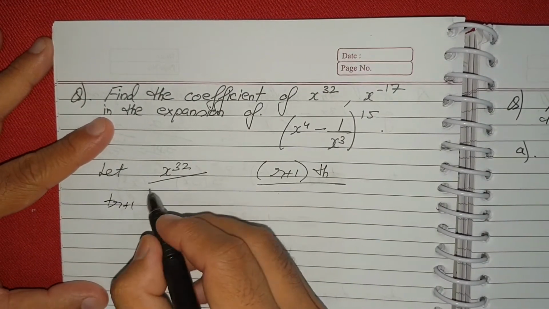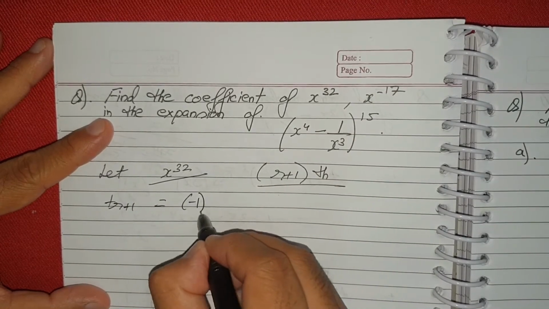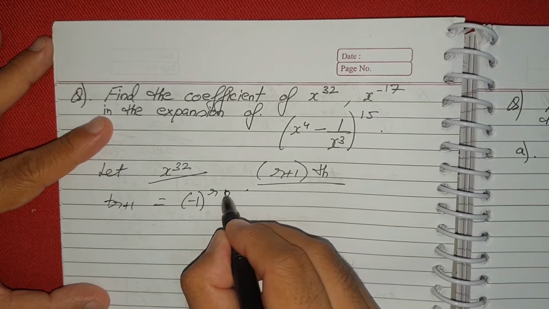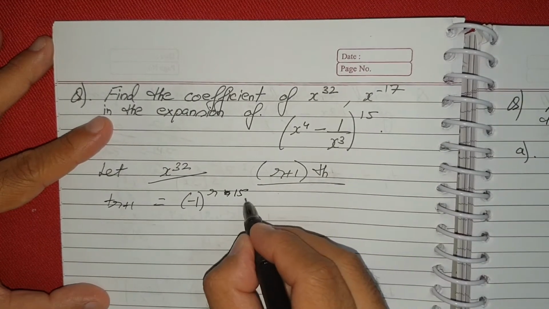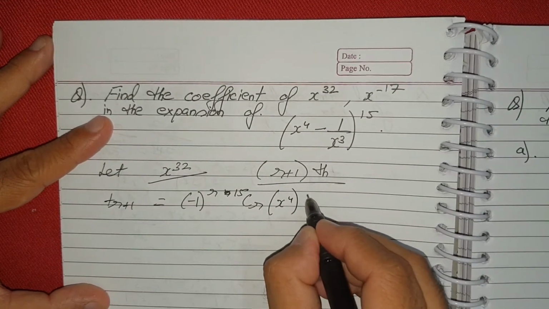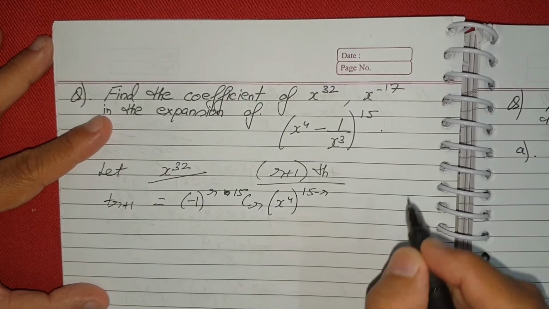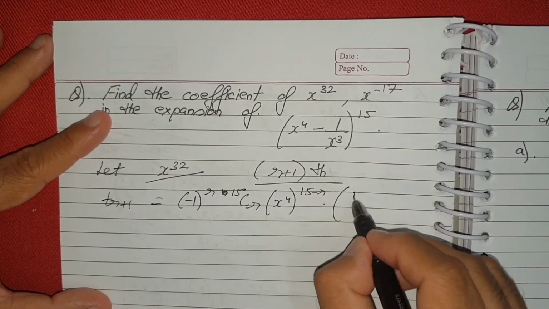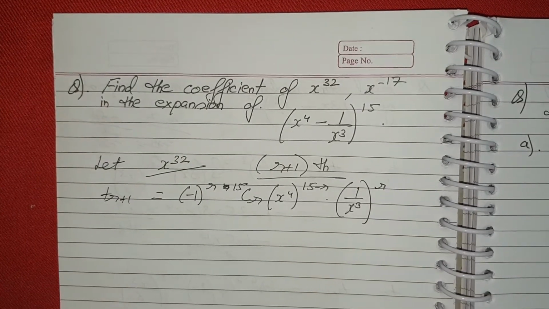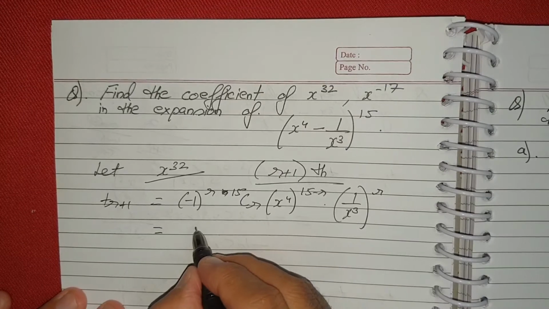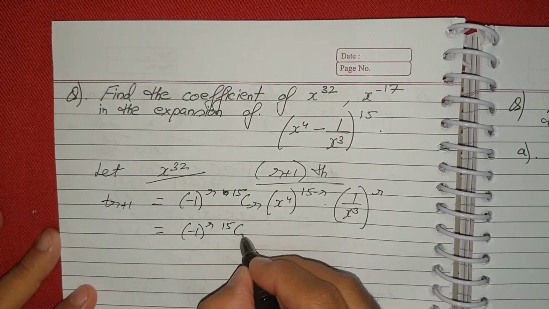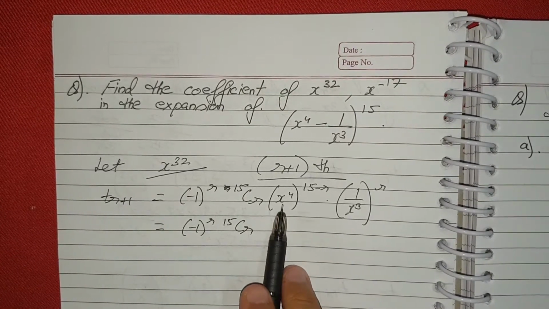T r plus 1 equals minus 1 to the power r, 15 C r, x to the power 4 to the power 15 minus r, and this is 1 by x cube to the power r. So this is basically minus 1 to the power r, 15 C r.